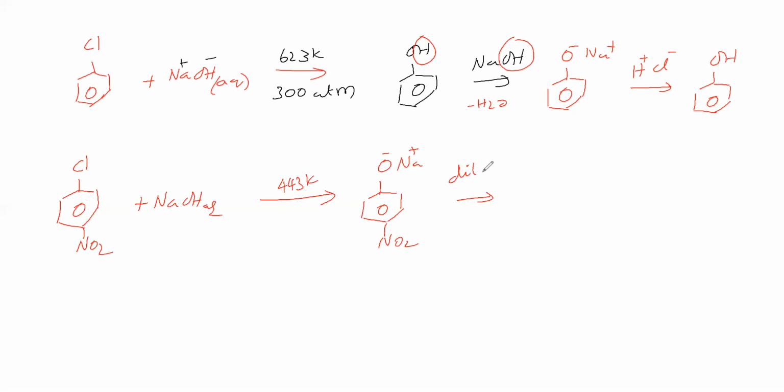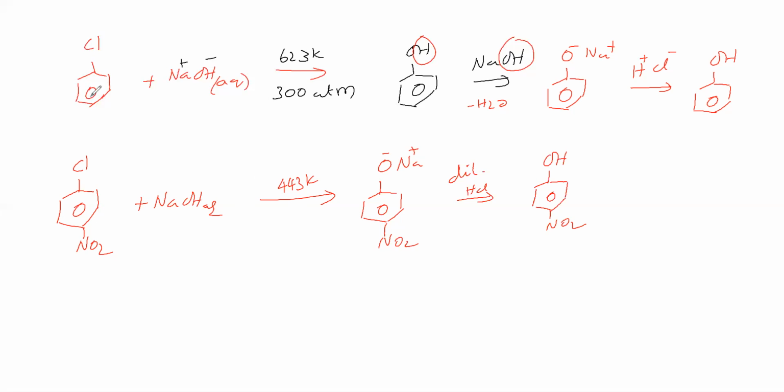Then it is treated with dilute HCl. So O minus becomes OH. Okay. So here you see that we are providing a lower temperature when compared to this, but the reaction is taking place. Pressure we are not giving. Why? What is the reason? That is due to the NO2 group. Due to this NO2 group, the reaction is possible at less temperature and normal pressure.